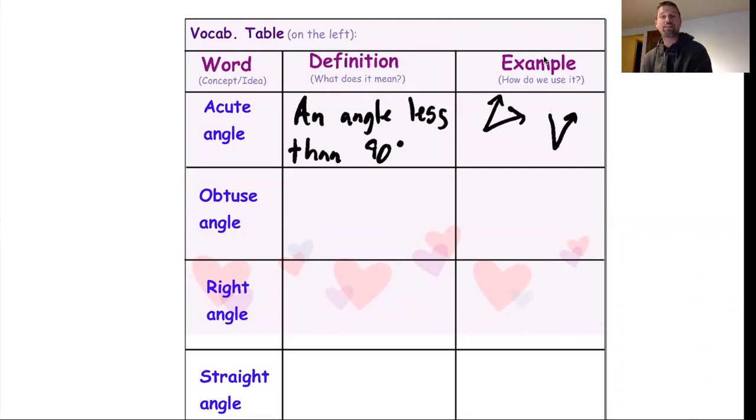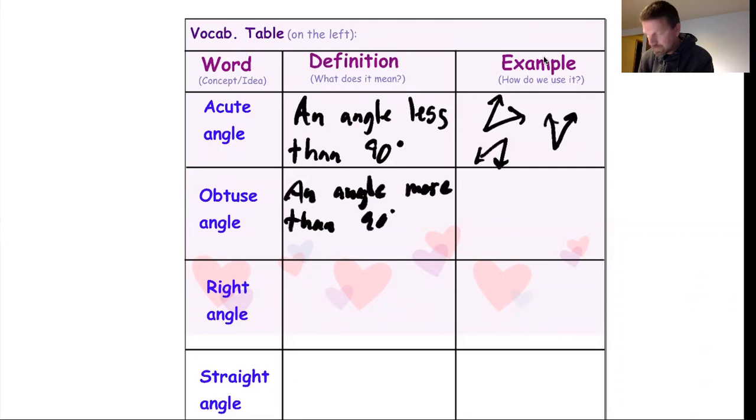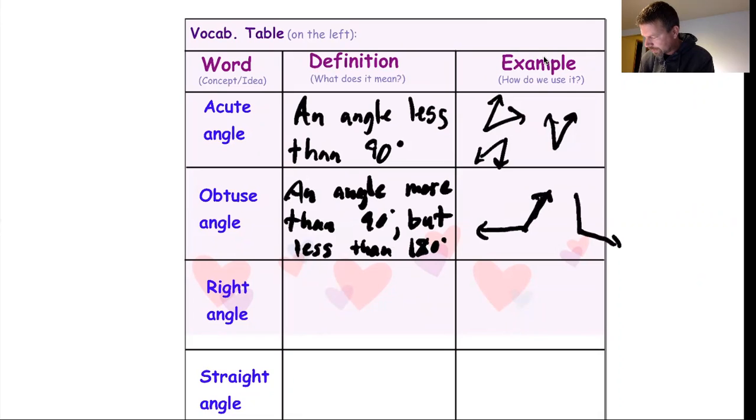An obtuse angle is more than 90 degrees, but less than 180, which almost all of them are. Oh, right there though. So obtuse angles, obtuse means kind of blunted. It's not nearly as sharp of a point. Obtuse angles look like this, or those really wide angles.